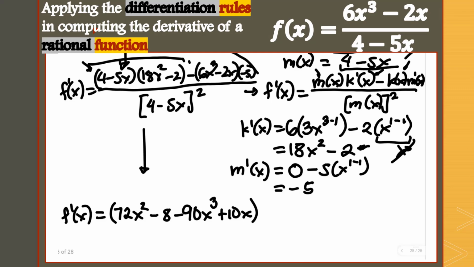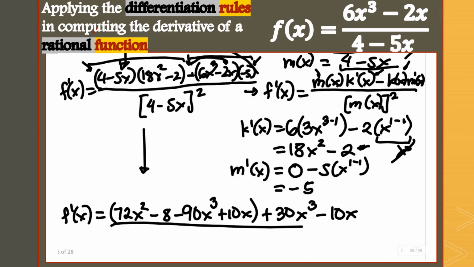Then, for the next here, you can simply combine negative times 6x cubed, so negative 6x cubed times negative 5, so plus 30x cubed. Again, that's 6 times negative 5, negative 30, but since you have a negative sign here, that's positive 30. Then, negative times negative 2x, that's positive 2x, times negative 5, so you'll have a minus 10x. All over, again, you may stick to this form, 4 minus 5x, the square of that.